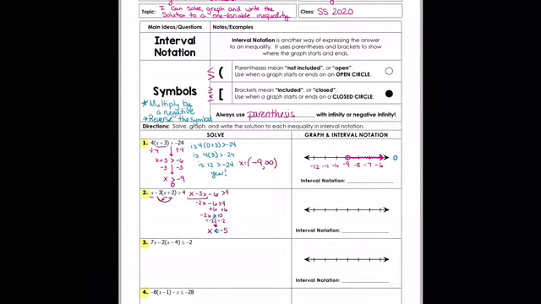Negative 5 is what's going to divide our number line. So I'm going to put negative 5 in the middle. I'm going to count up to the right. I'm going to count down to the left. And we're just a less than symbol, so it's going to be an open dot. And now we want x is less than negative 5. So I'm going to shade this to the right, or to the left, sorry.